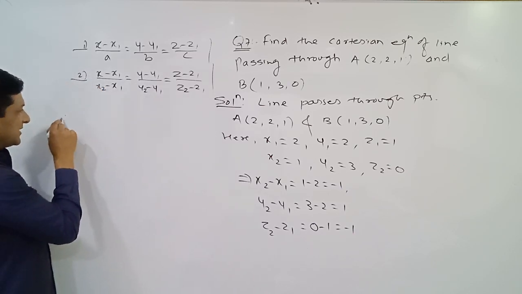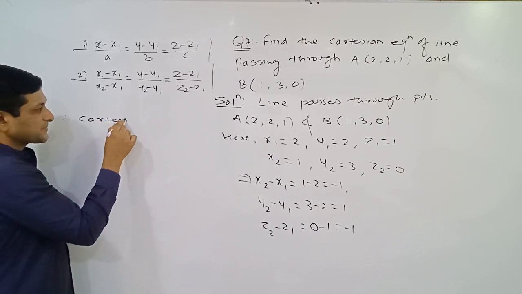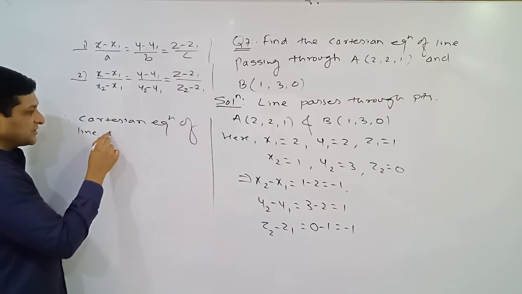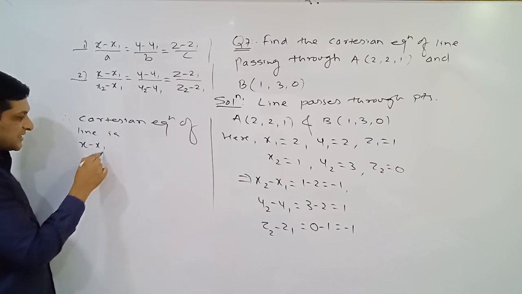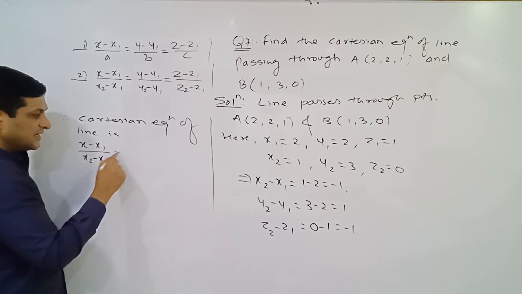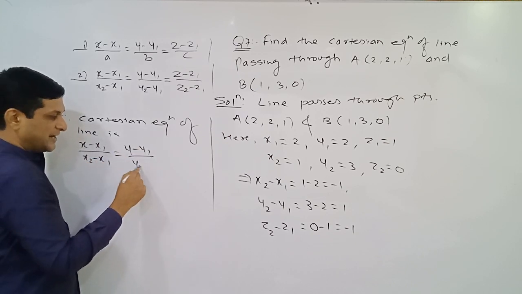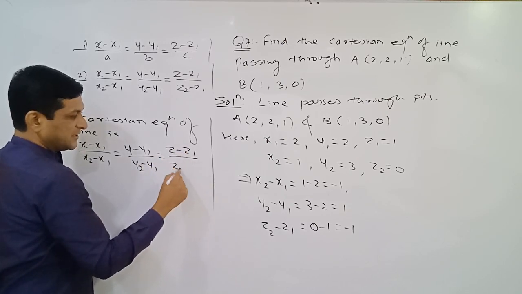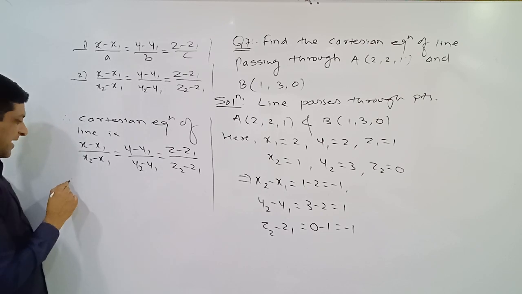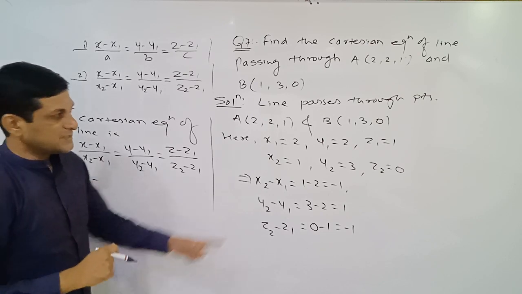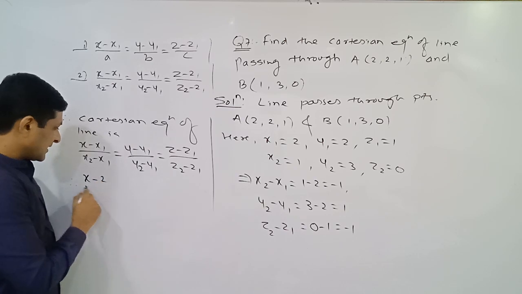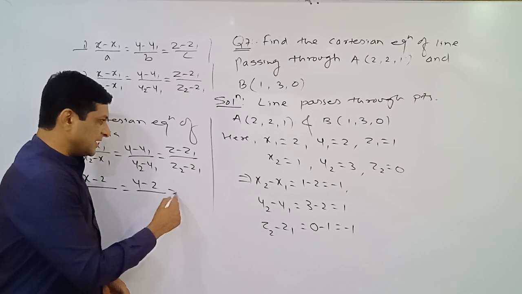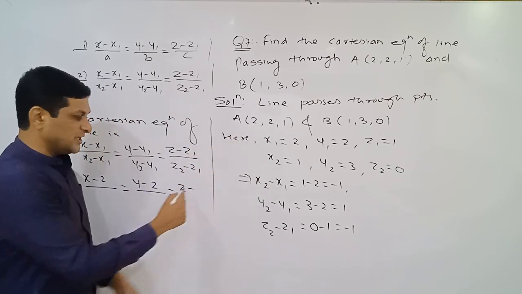Now apply this formula. So the Cartesian equation of the line is, what is the Cartesian equation? (x minus x1) upon (x2 minus x1) is equal to (y minus y1) upon (y2 minus y1) is equal to (z minus z1) upon (z2 minus z1). Now just substitute the values. x minus x1, what is the value of x1 here? 2, is equal to y minus y1, y1 is also 2, is equal to z minus z1, z1 is 1.